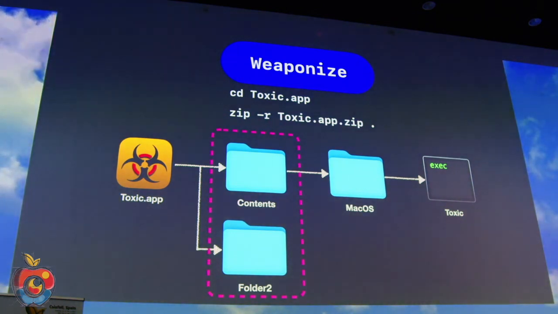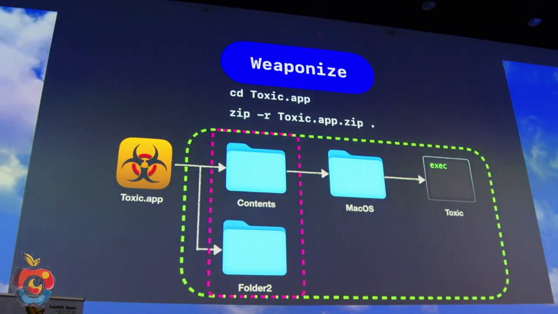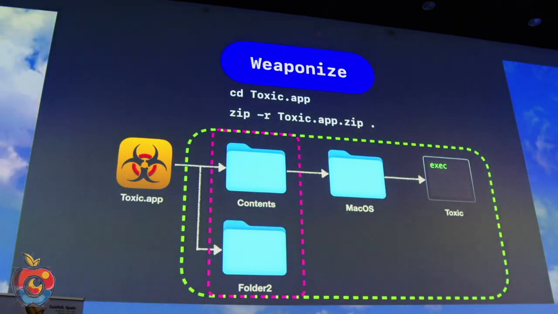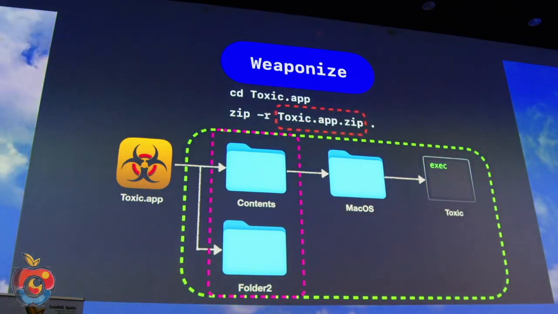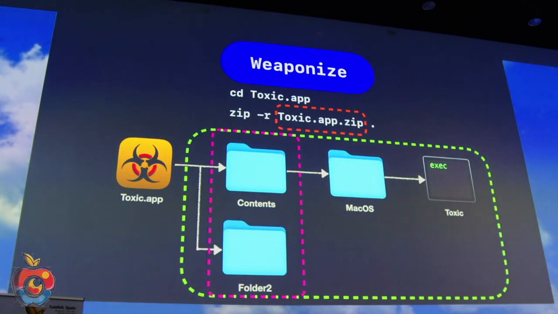So again, we'll check to see there's 2 files or folders. We'll archive everything within this directory. And we'll do this by simply changing directories to go within the app and then running the following zip command to archive all the contents within our current directory. And again, we'll name our archive toxic.app.zip. And this will allow us to bypass all of Gatekeeper's checks when downloaded and extracted with Archive Utility.